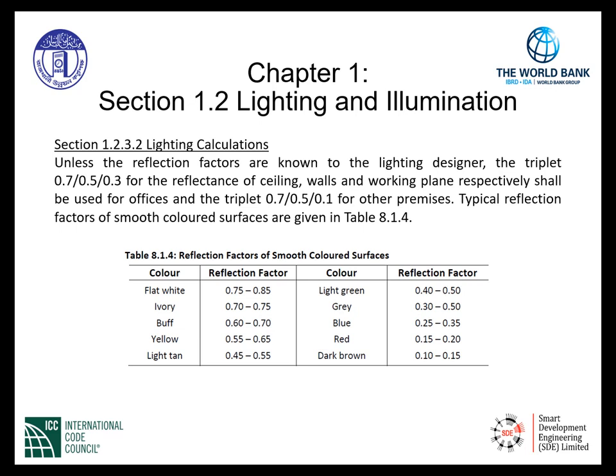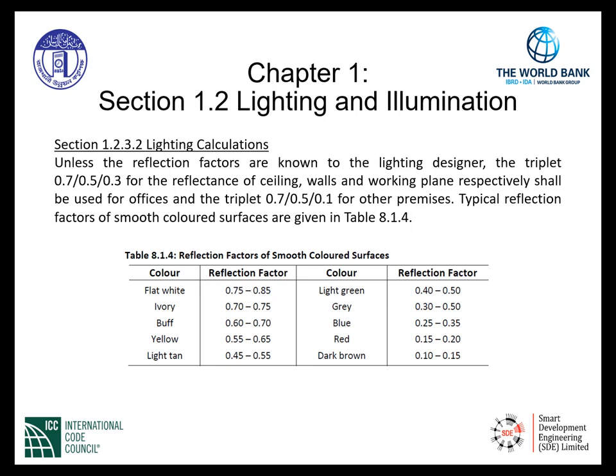Section 1.2.3.2, continuing our discussion on lighting calculations, indicates the requirement: unless the reflection factors are known to the lighting designer, the triplet 0.7, 0.5, 0.3 for the reflectance of ceiling, walls, and working plane, respectively, shall be used for offices, and the triplet 0.7, 0.5, and 0.1 for other premises. Typical reflection factors of smooth colored surfaces are given in Table 8.1.4.